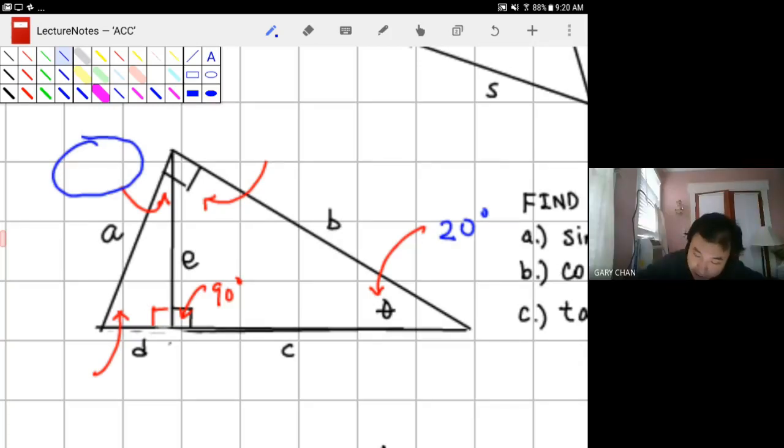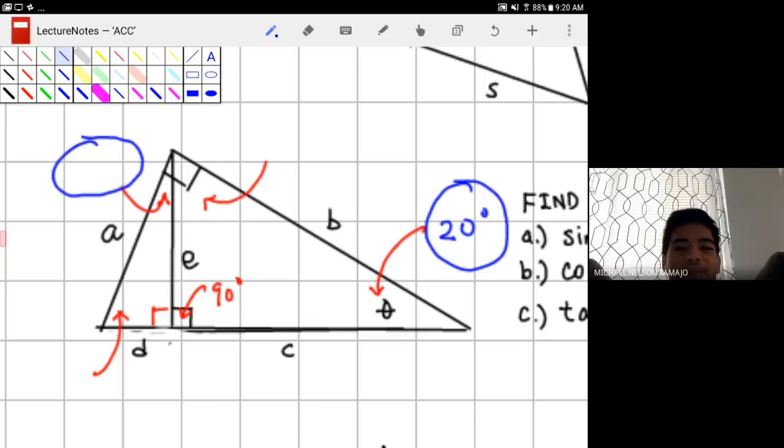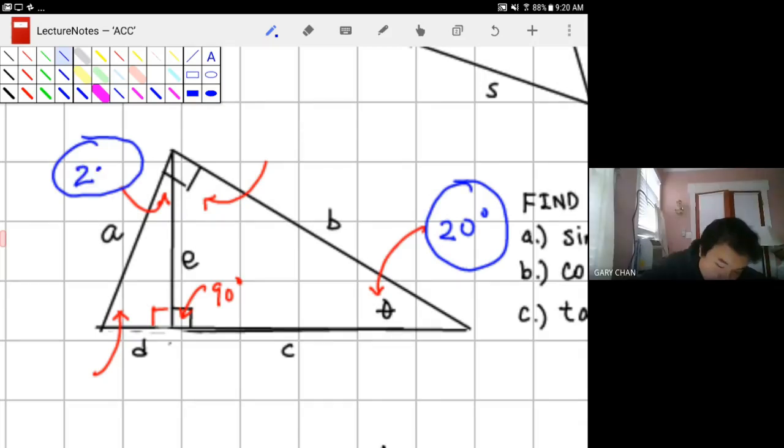Going by the same logic, the two angles that I am now circling, should they be the same or different again? They should be the same. They're 20 degrees. That's exactly it. Those two should be 20, right?